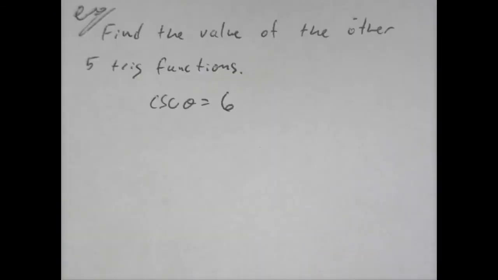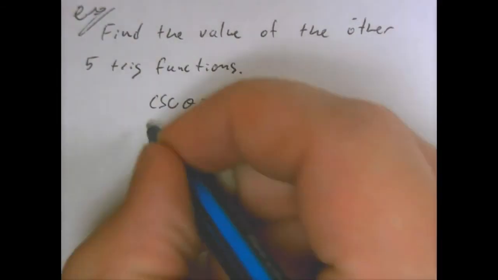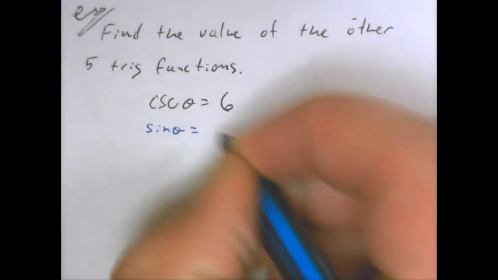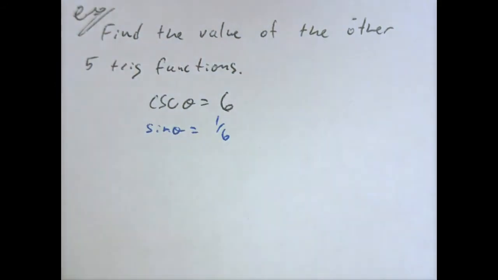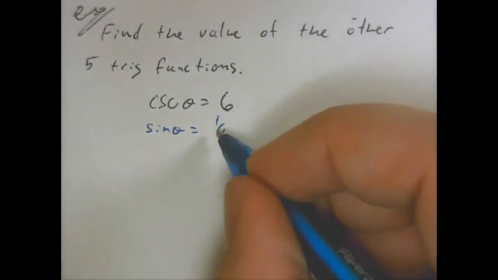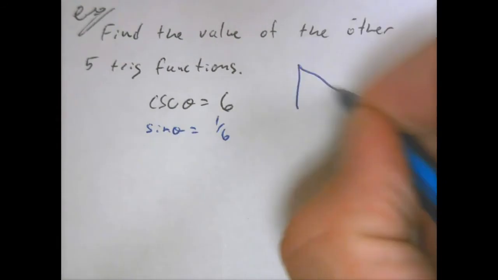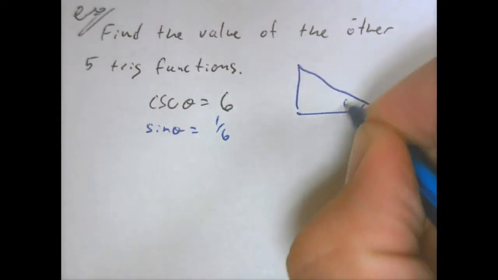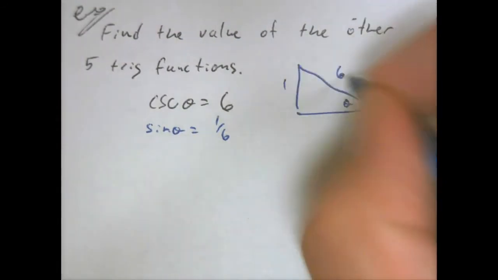Alright, here we go. Doing another one. This one I'm given cosecant, so I can at least say that sine of theta is equal to 1/6, right? Because this is the reciprocal. So then if I know that sine is 1/6, then I can draw a triangle such that from my angle I have opposite over hypotenuse.